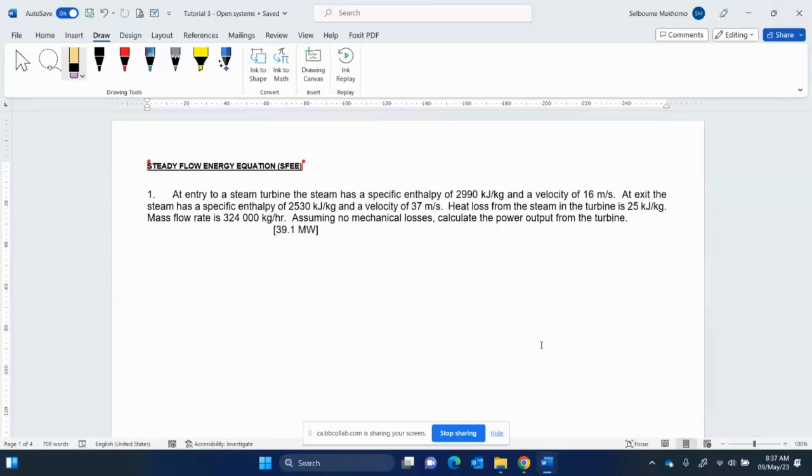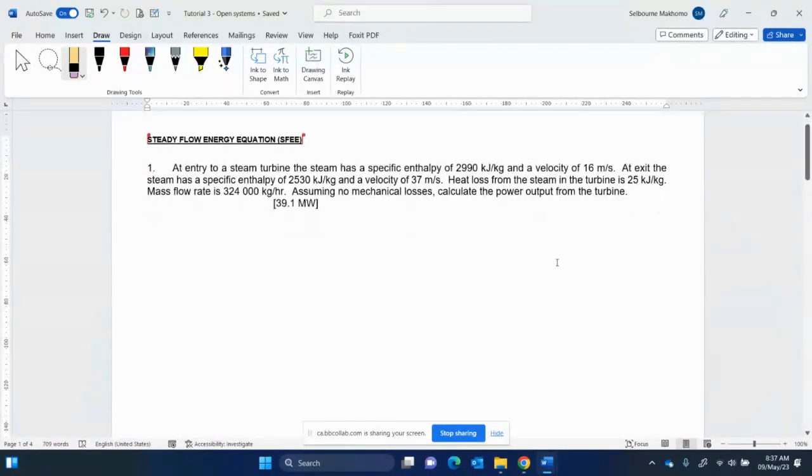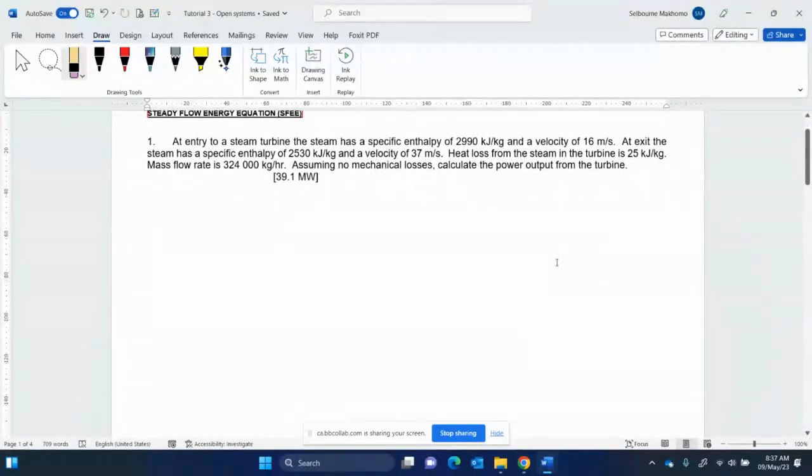Now we already have the answer. One thing that we know about the turbine is that our power is going to be positive. If it's negative, then there's a problem. And again, there is a heat loss of 25 kilojoules per kilogram, meaning that your Q is going to be negative because it's a heat loss. It is not heat gained by the system, but heat lost by the system. So let's quickly draw a schematic diagram and put this information on the sketch.